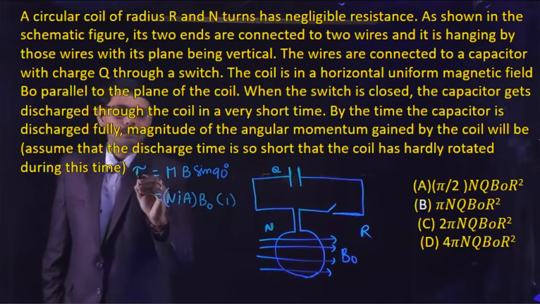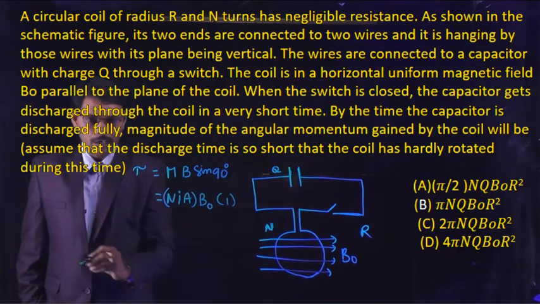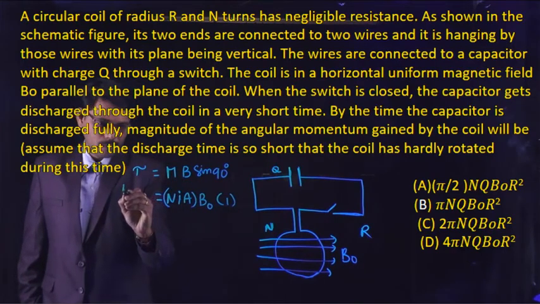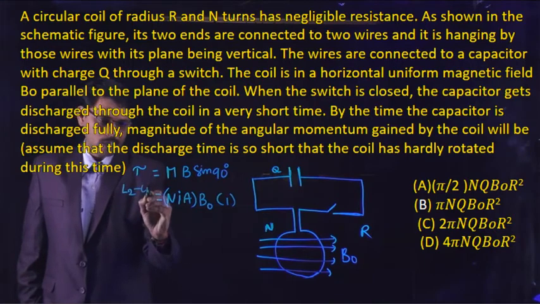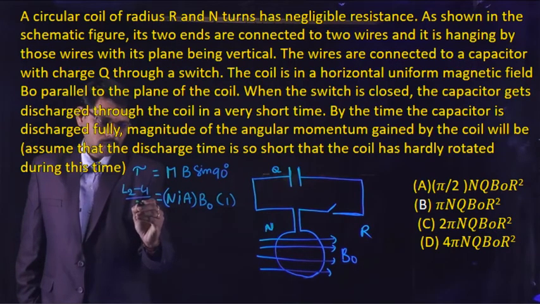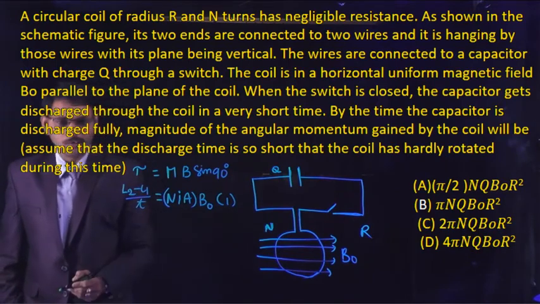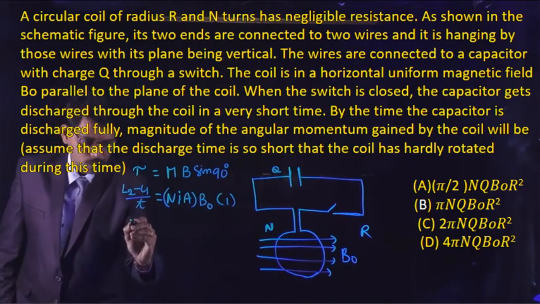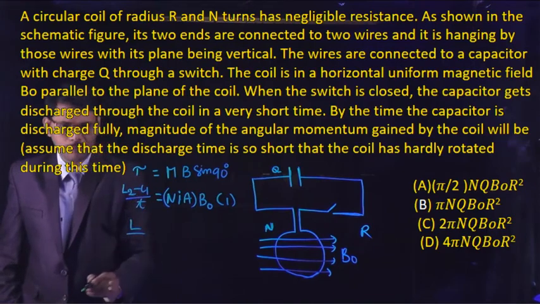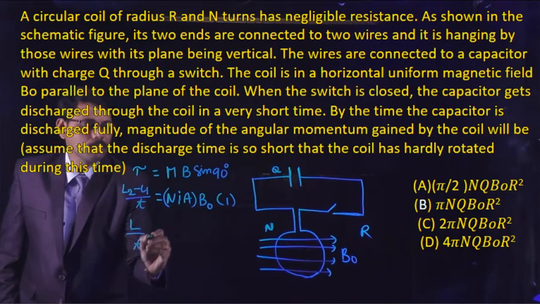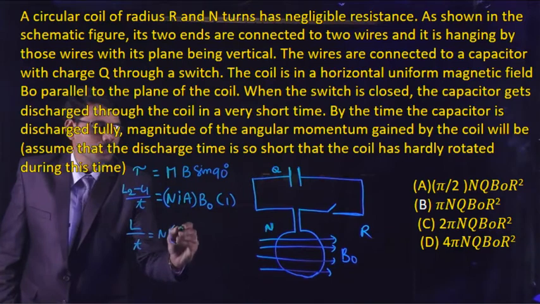And we know that torque is equal to the rate of change of angular momentum. Therefore, we write L2 minus L1 divided by the time taken, that is equal to tau. The initial angular momentum of the coil is 0. L2 is L. We have to find the final angular momentum in magnitude. So tau is equal to N into I, where I is equal to Q by T.